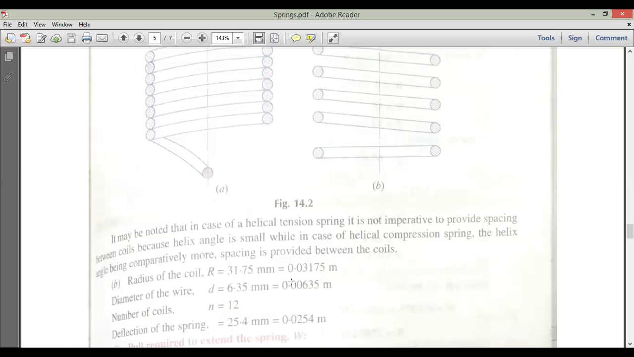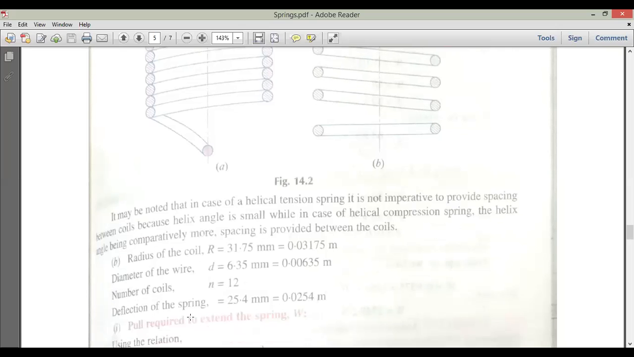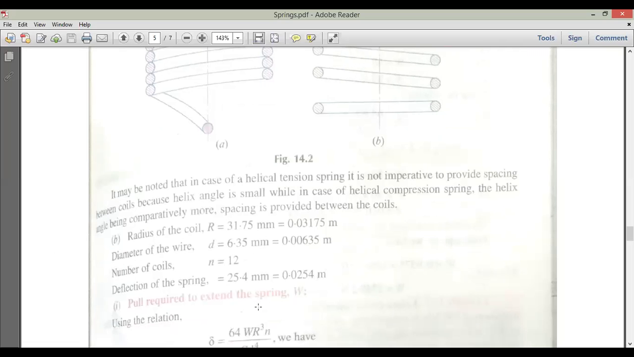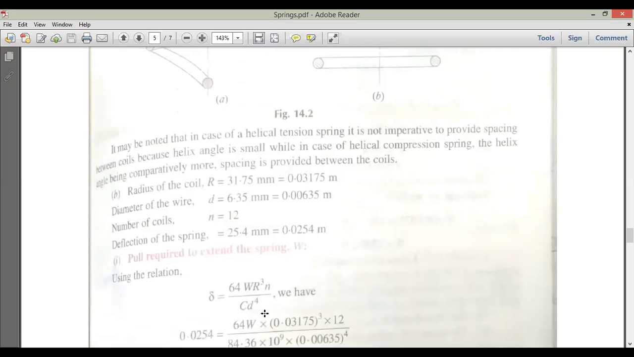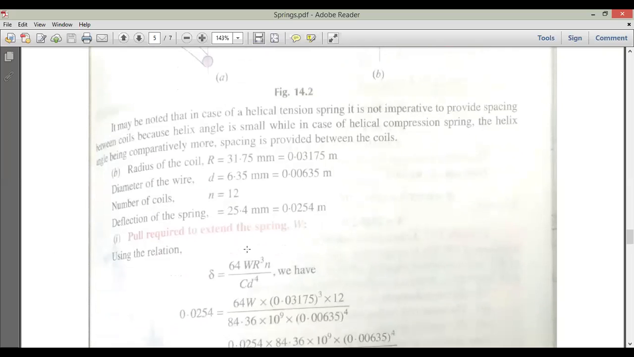Spacing is provided between the coils. Radius of the coil is 31.75 millimeter, diameter of the wire 6.35 millimeter, and number of coils 12. So deflection of the spring equals 25.4 millimeter, and then pull required to expend is 64 WR cube by N into CD raised power 4. So we have substituted values: 64 W into 0.3715 whole cube into 12 number of turns.